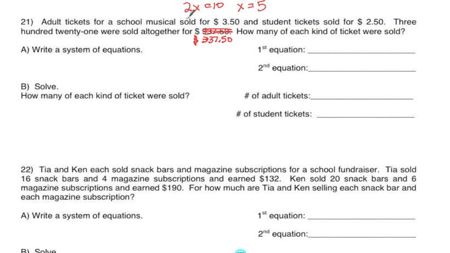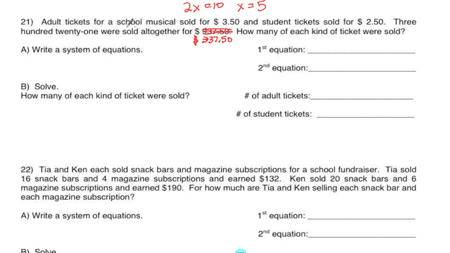So adult tickets for a school musical sold for $3.50 and student tickets sold for $2.50. 321 were sold altogether for $337.50. How many of each kind of ticket were sold? This one's not quite as easy to see the two equations, only because I don't read the first sentence and have one and the second sentence and have one. I have to use all the information together. And anytime you have something like this with tickets sold all together, you're always going to have one that is the amount of tickets and one that is the amount of money. And hopefully that will help you.